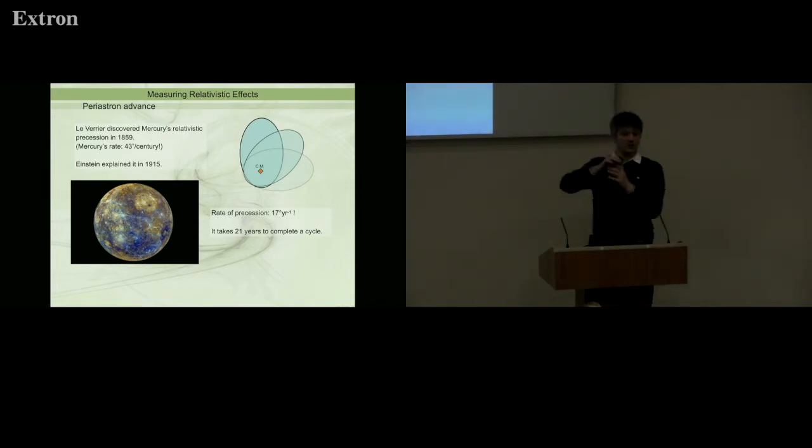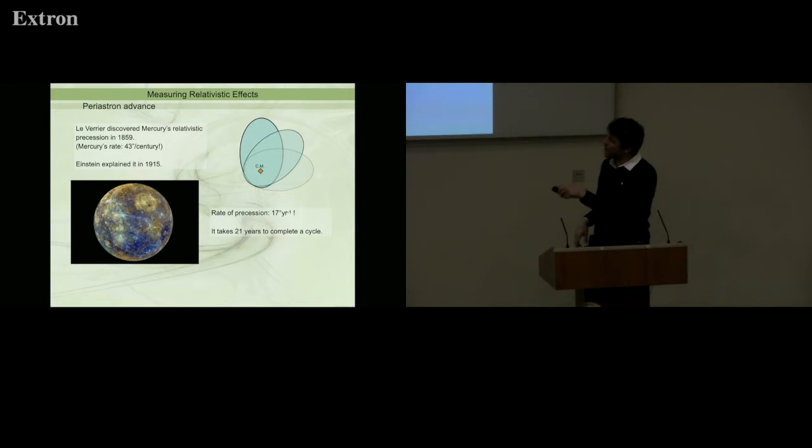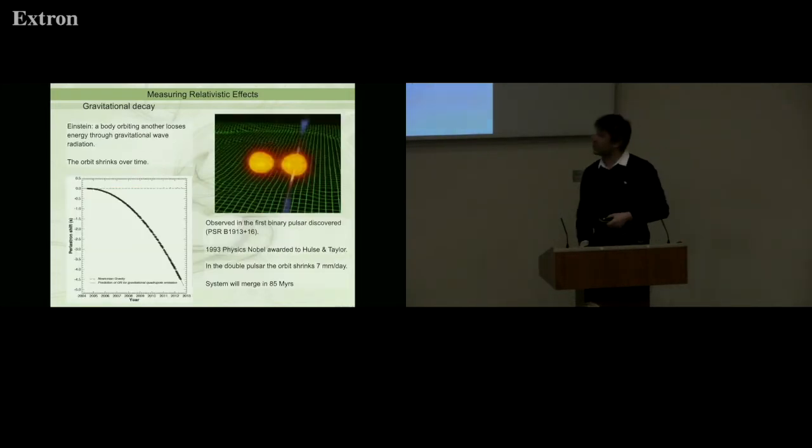Okay, so in 21 years, the orbit will have done a full cycle of precession and will come back to the original orientation. And this you can only explain using Einstein's theory, basically. Einstein himself had managed to explain it for Mercury in 1915, and now it's been observed elsewhere.